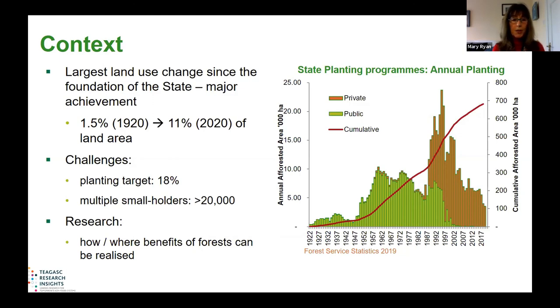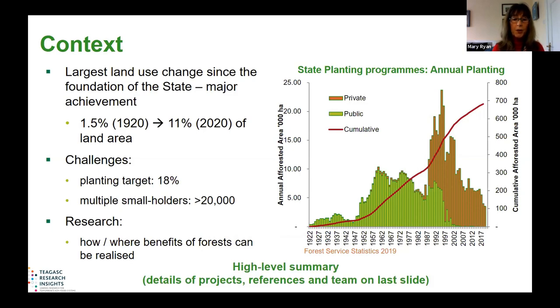So I'm going to present to you today some highlights from my research program over the last 8 to 10 years, which was undertaken with a team of PhD supervisors, postdocs, PhD students and colleagues within and outside of Teagasc, focusing today on how and where the benefits of forests can be realized. And it's going to be very high level, but the details of the projects, the references and the team are presented at the end of the presentation.